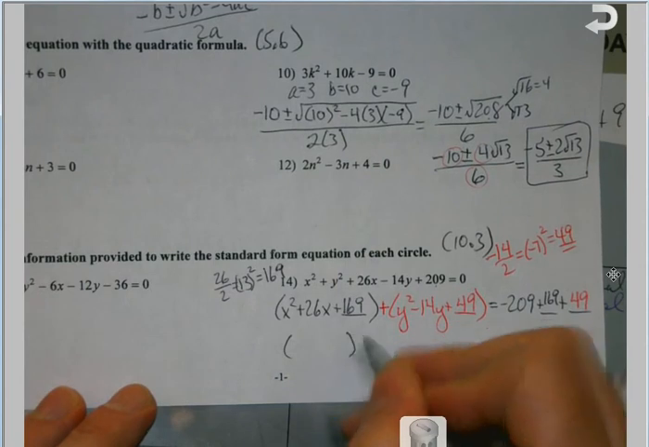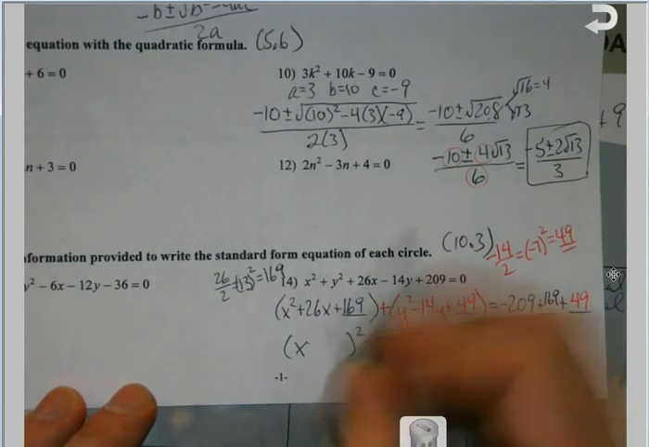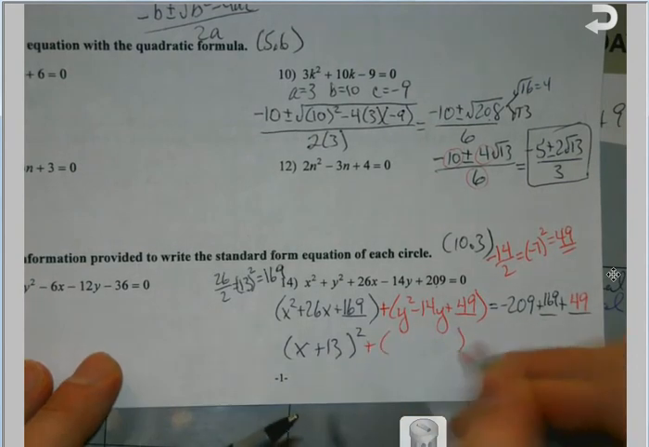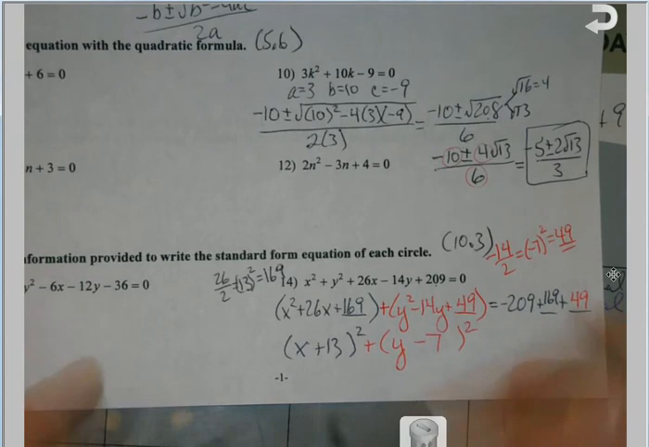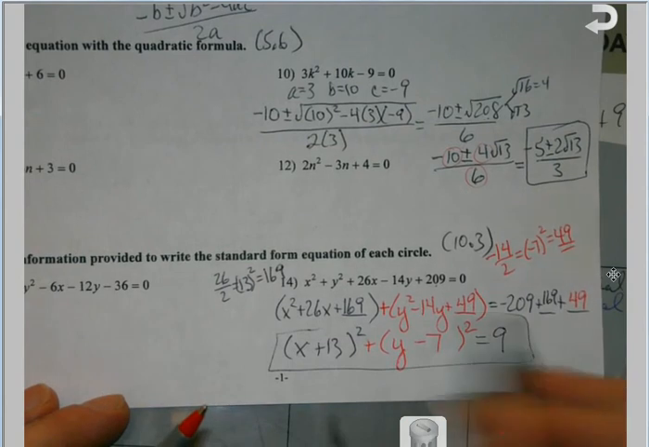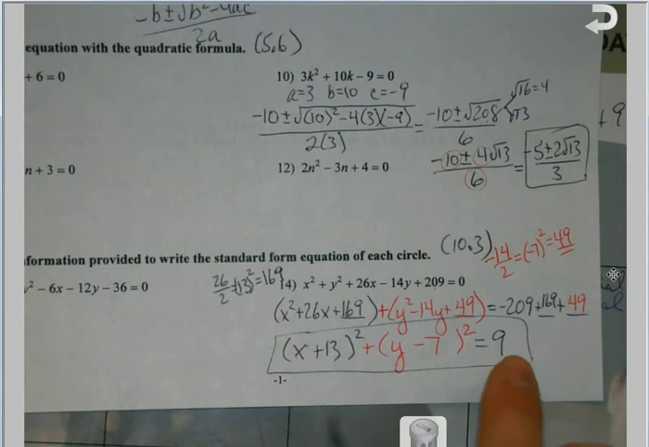Then again, when I go to binomial form, just take your b divided by 2 number, a positive 13. Just take your b divided by 2 number, a negative 7. And then those add up to 9, and I've got my standard form. I could find the center if I wanted to, just the opposites of those. I could find the radius if I just took the square root of that. Not a bad deal.